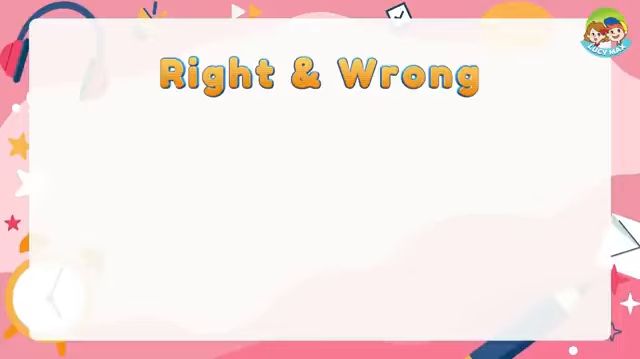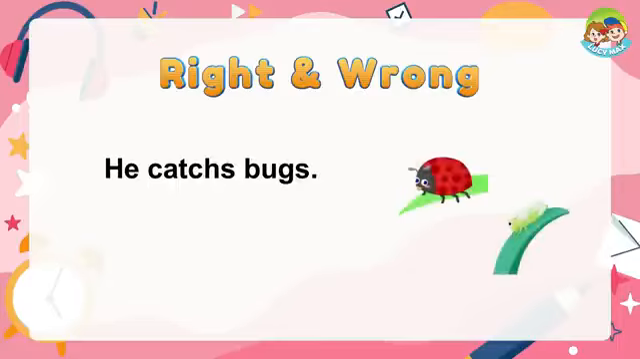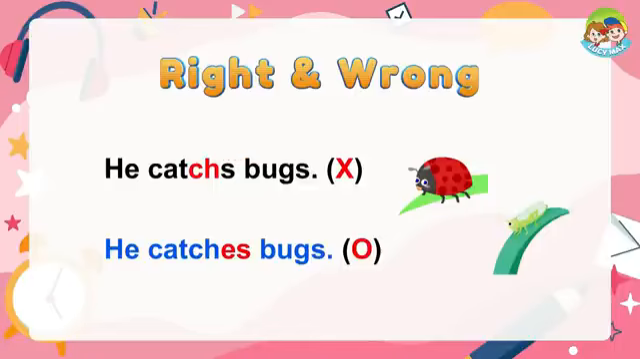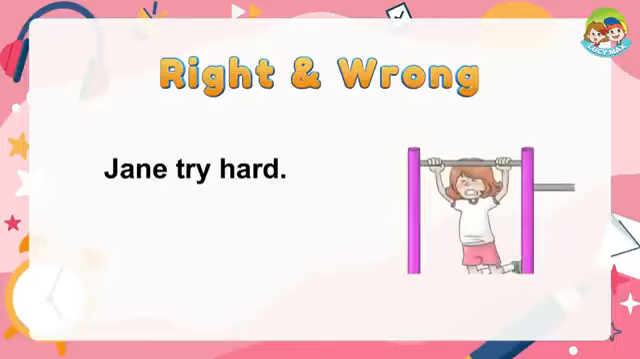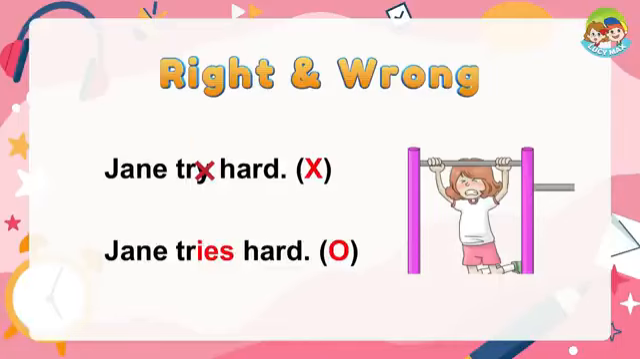Next, he catches bugs. The verb catch should have an ES because it ends with CH. He catches bugs. Jane try hard. Try should have IES. Jane tries hard.